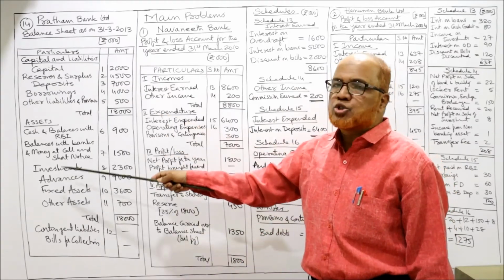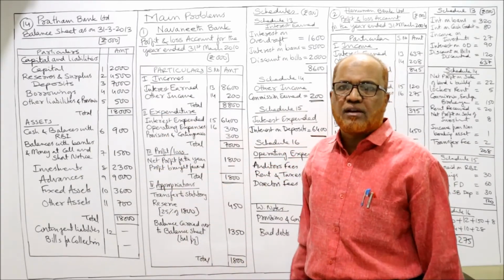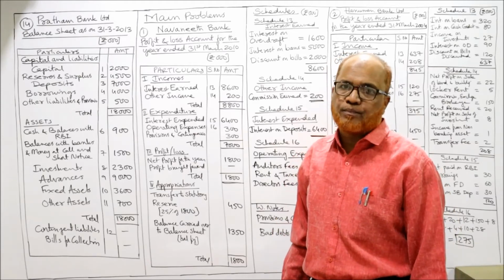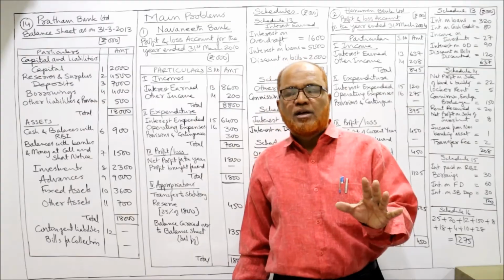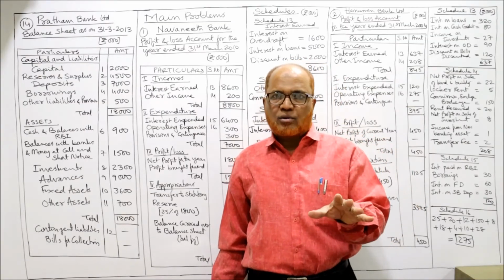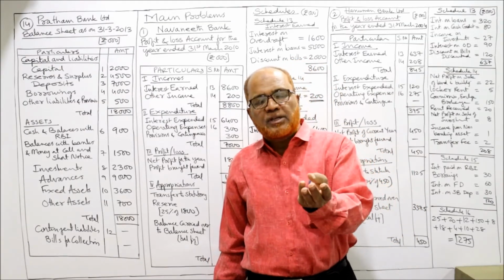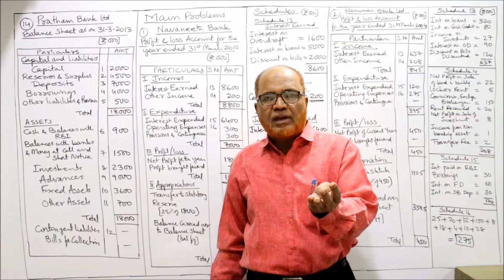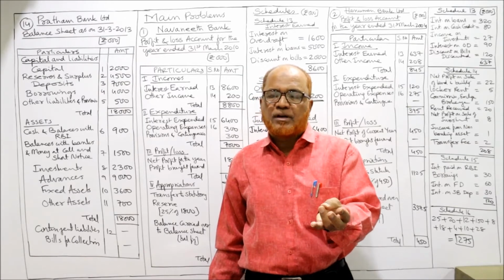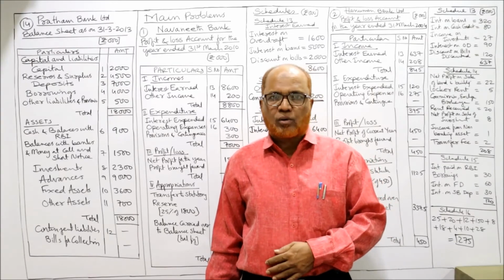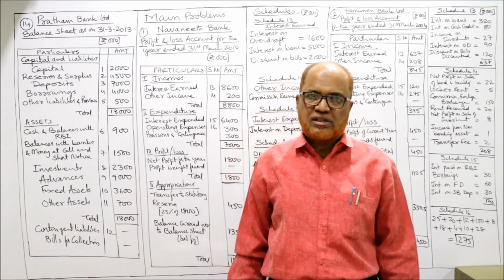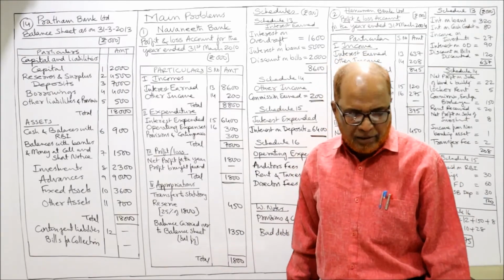This is the first problem, a short problem, because everything is given. We have not prepared any schedules. Now we'll come to the main problems. 14 short problems we have done. You got the idea about the bank accounts. Starting with the problems, we have prepared schedule number 13, 14, then 15, 16 schedules. Then we have calculated how to calculate the rebate on bills discounted. All these problems we have seen in short. Now we'll come to the main problem.